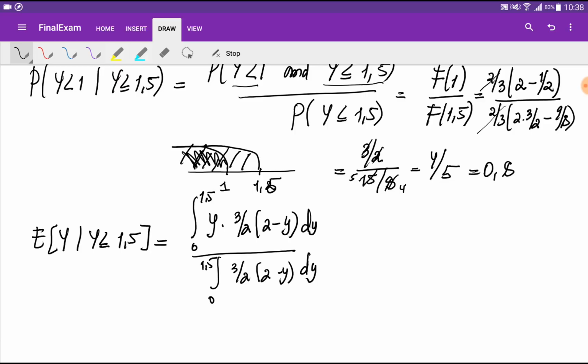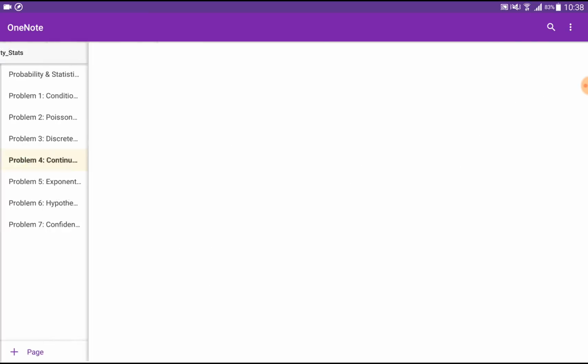Basically, in order to evaluate this conditional expectation, I'm multiplying y by the density function, divided by the probability that Y is less than or equal to 1.5. After evaluating, we can find the answer 0.6. So it's a straightforward integration.